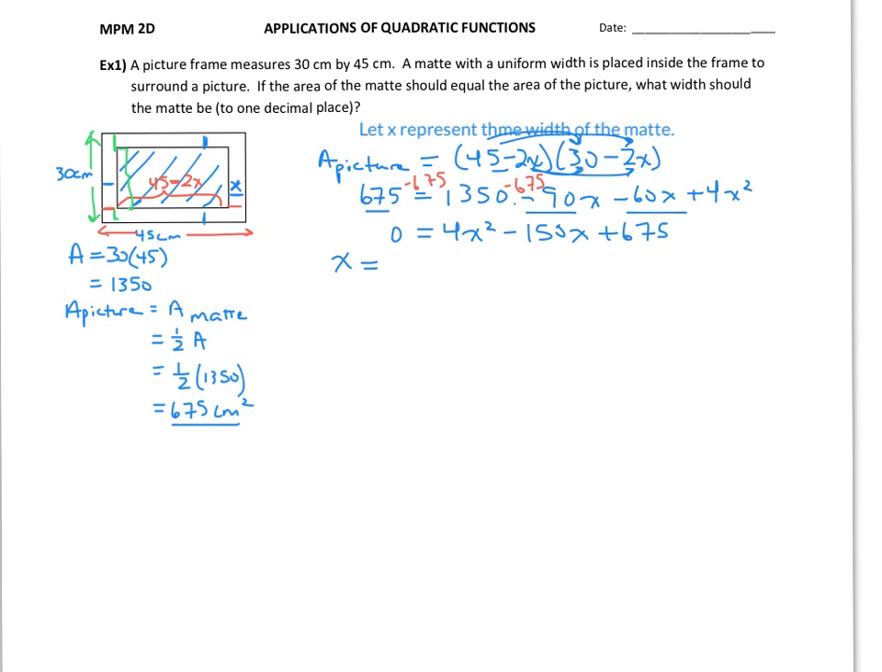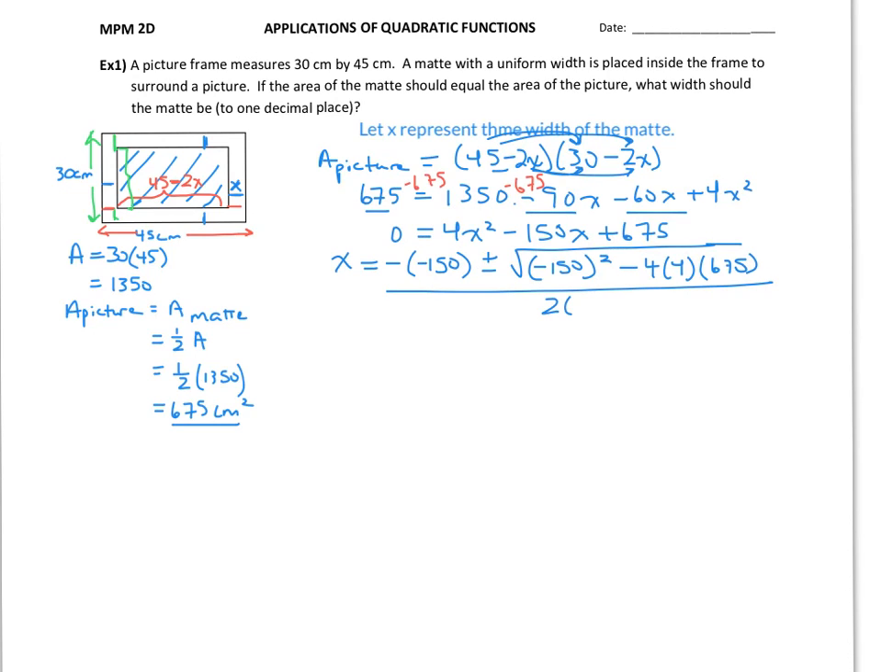So my value of x will equal negative b, negative 150, plus or minus the square root of negative 150. I'm going to put that in brackets because I want to square that negative. The whole b value gets squared. Minus 4 times the a, which is 4, times the c, which is 675, all divided by 2 times the a, 2 times 4. All right, so we get a positive 150 because a negative negative is positive, plus or minus the square root of 11,700, all divided by 8.